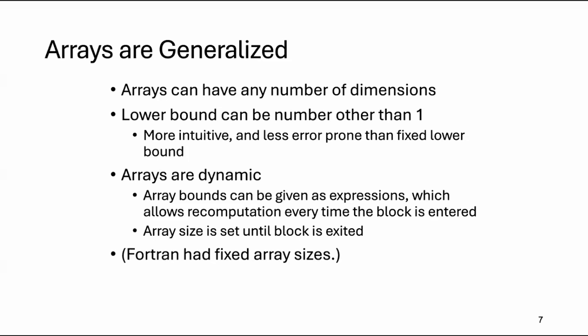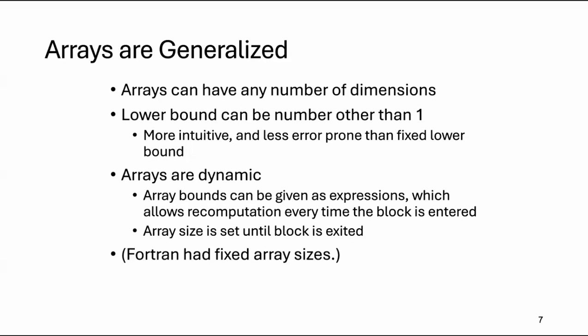Also, one important difference in arrays in Algol in comparison to Fortran is that the lower bound can be a number other than 1. In Fortran, the lower bound had to be 1. In Algol arrays, you can have a negative number as the lower bound, and it is more intuitive and less error prone than having a fixed lower bound. Another important change in Algol is that arrays are dynamic.